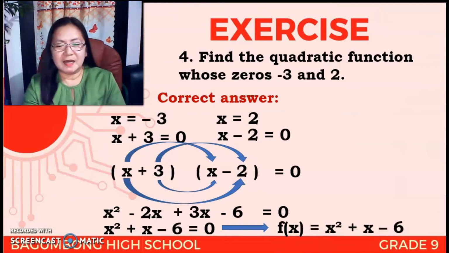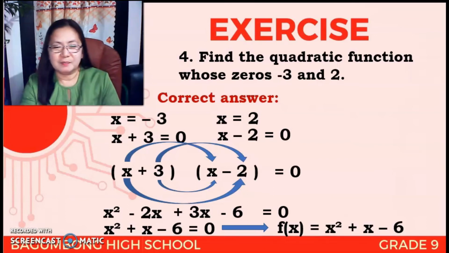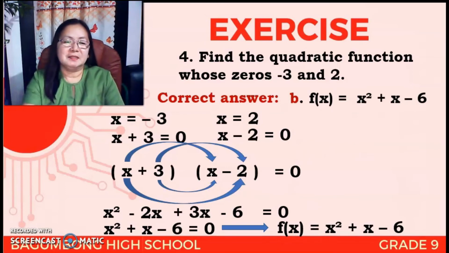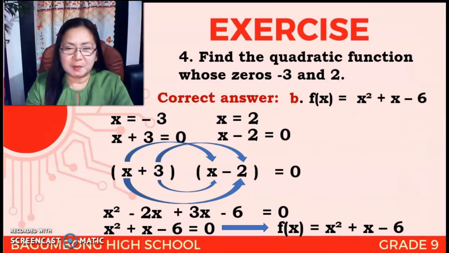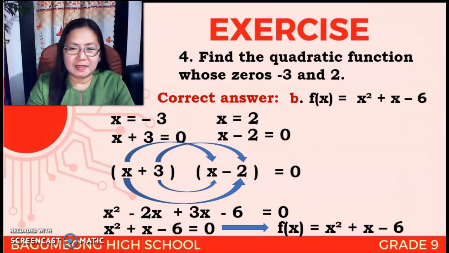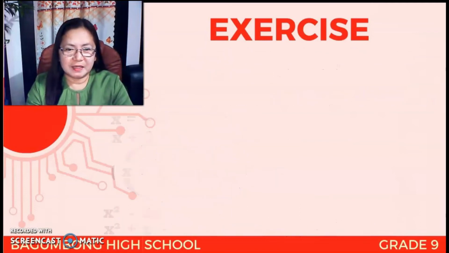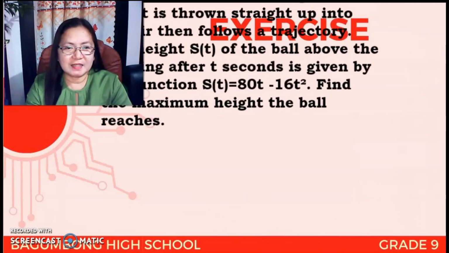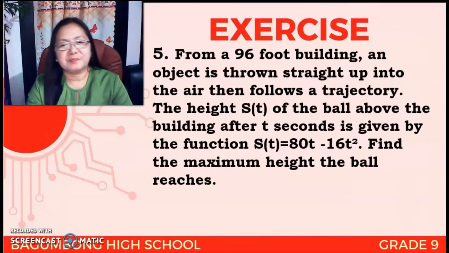Can be written as f of x is equal to x squared plus x minus 6. So the correct answer is letter B. So very good for those who got the correct answer. Okay, let us proceed to the last question.